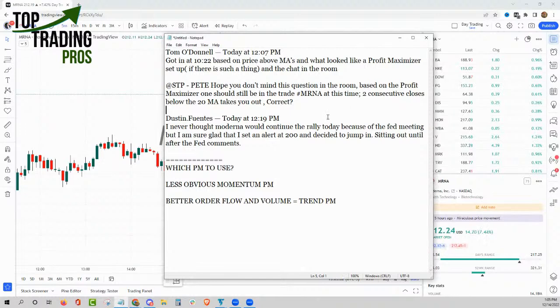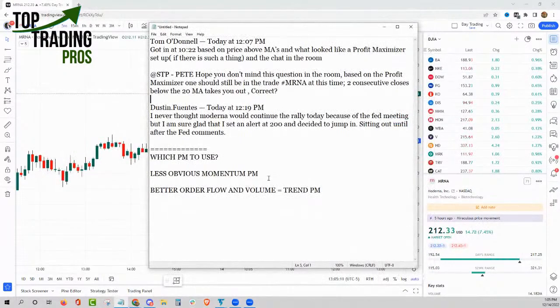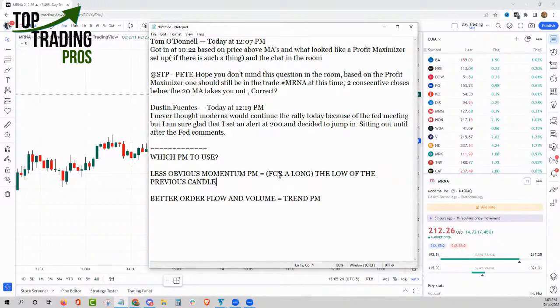Okay. So first of all, the profit maximizer that we use, let me go back here. The momentum profit maximizer equals, for a long, something that you bought, the low of the previous candle. So that's it. Hits that previous low, you're done. This one is a little bit different. It's the 10-period simple moving average.